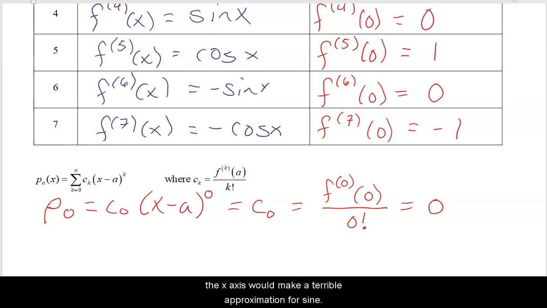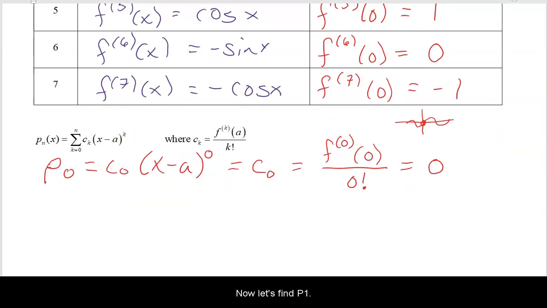And you have to admit the x-axis would make a terrible approximation for sine, though it's not too awful as long as you don't get very far away from the center, which is 0. Remember that your center is where it has to be close to. And of course, the function sine, if you're only looking close to 0, does stay relatively close to the horizontal line y equals 0. Now let's find P1.